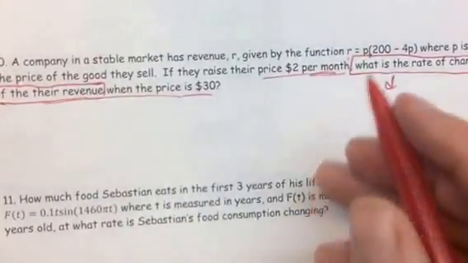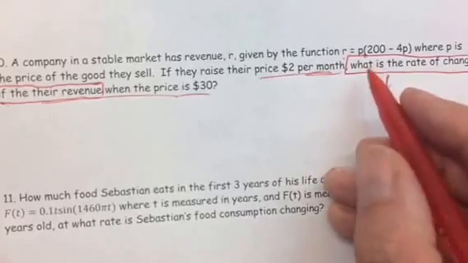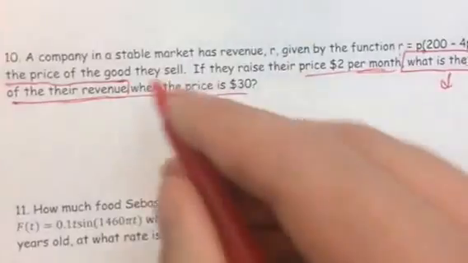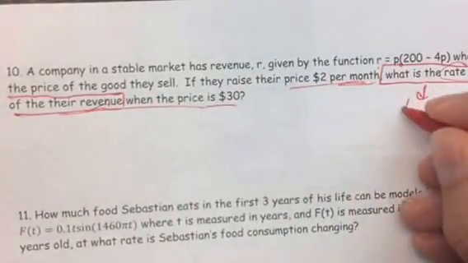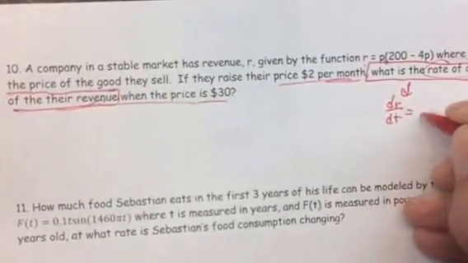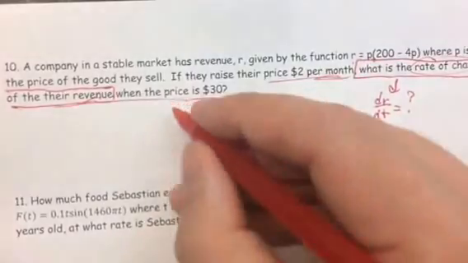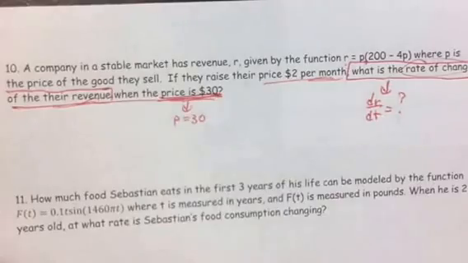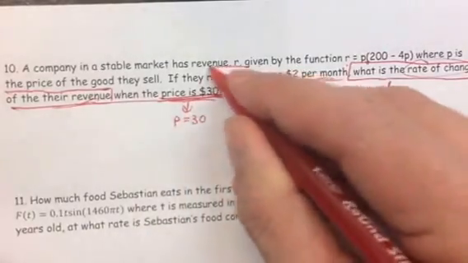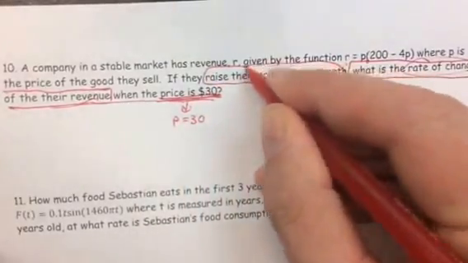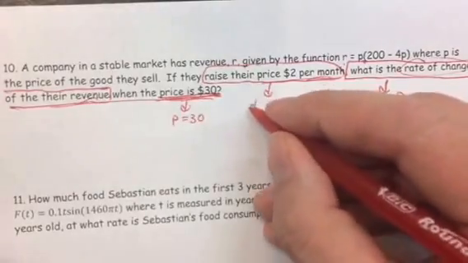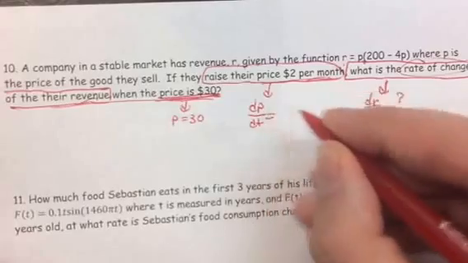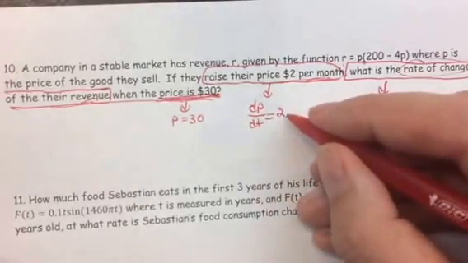I apologize. The question it's asking is, what is the rate of change of their revenue? Rate of change of the revenue is R. They're looking for dR/dt. When the price is 30, this is not a rate, this is a variable. When P equals 30, and it says they raise their price $2 per month. So the price is going up by $2 per month. That's dP/dt. The change in the price over time is $2 per month.